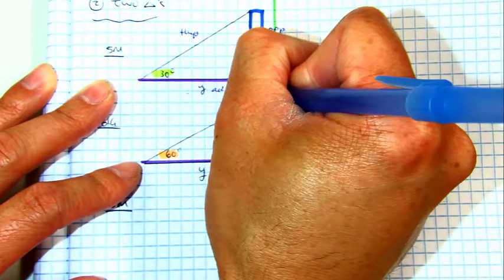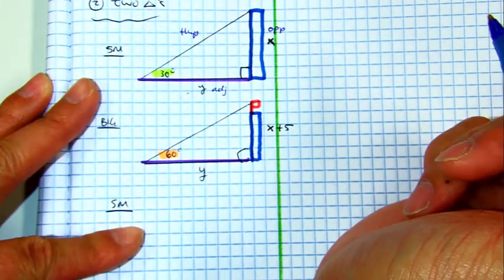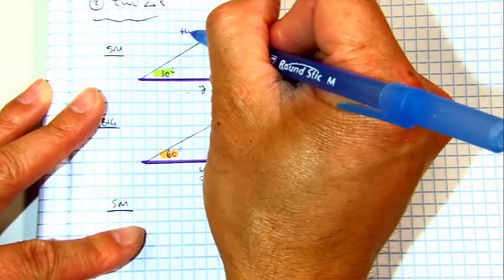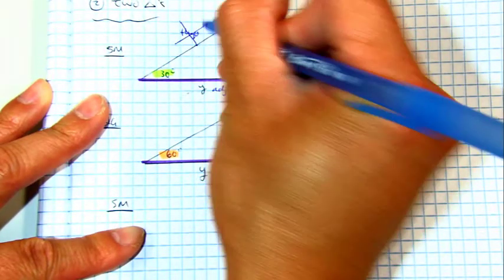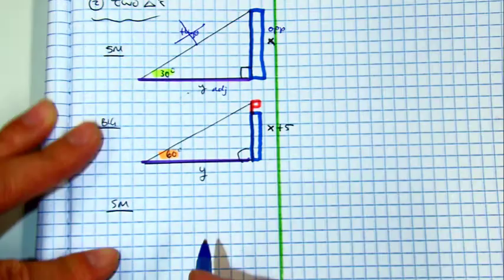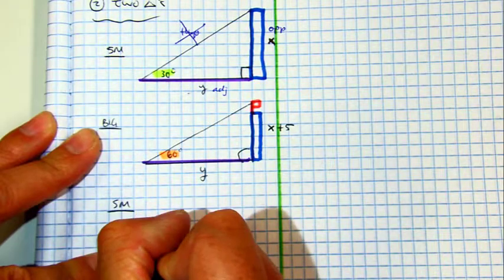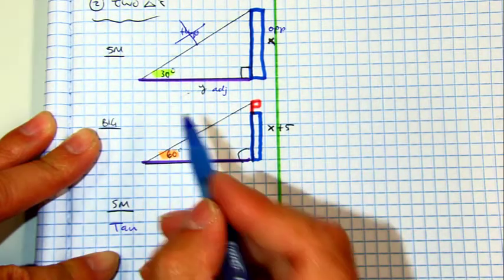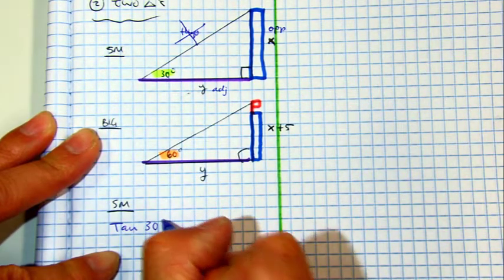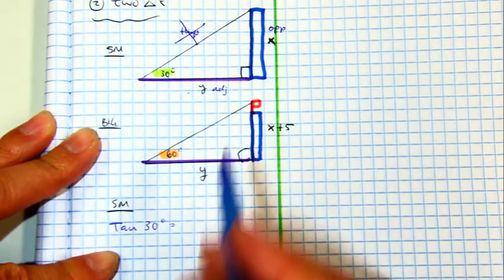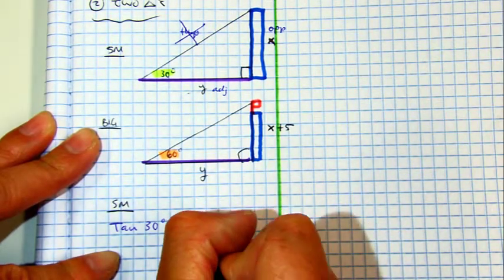Okay. Which one are we not going to use? Hypotenuse, because there's no variable or number. So class, which trig ratio has opposite and adjacent? Tangent. I'm going to have tangent of our angle, which is 30 degrees, equals the opposite over the adjacent, which is x over y.